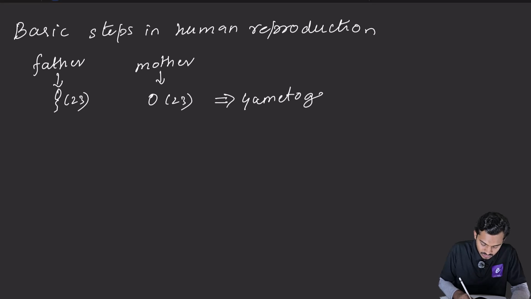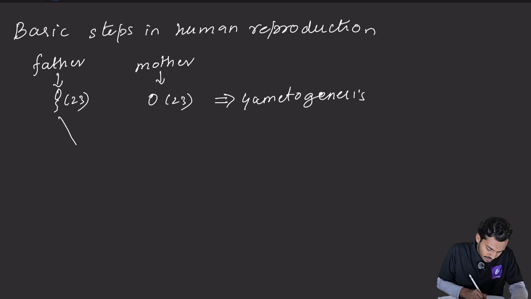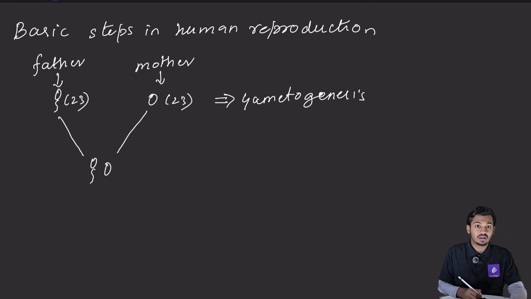ठीक है दोस्तों, gametogenesis. So the first step in human reproduction is gametogenesis, where there is synthesis of gametes. So male will produce the male gamete, that is sperm, and female will produce the female gamete, that is ovum. अब क्या होगा, मेल गैमेट और फीमेल गैमेट एक दूसरे के करीब आएंगे, they will come close to each other. This is called gamete transfer.